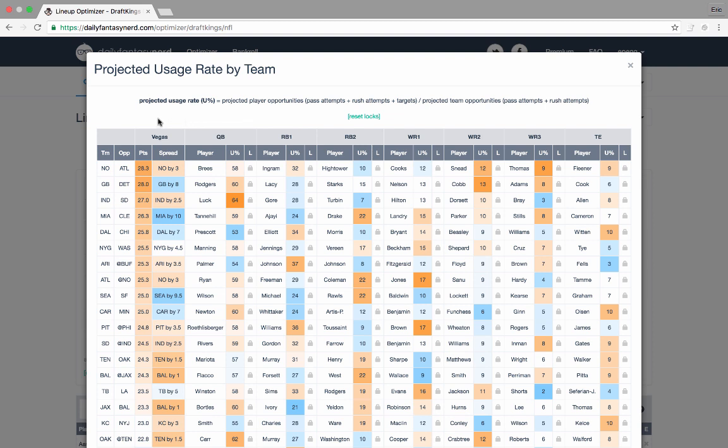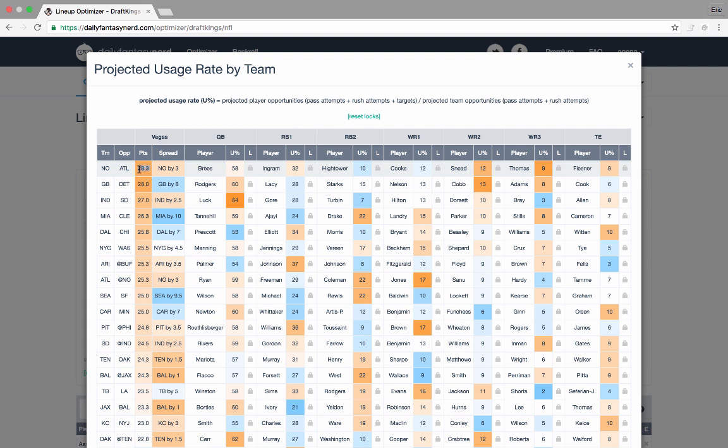So let me walk you through what we have in this table here. We have the team and your opponent. We have Vegas odds, both the expected points and the spread, and then a breakdown of each position and the usage rates attached to them. We went over the Vegas odds in the NFL DFS stats and strategies you need to know video, but I'll do a brief overview here for those of you who haven't taken a look at that video.